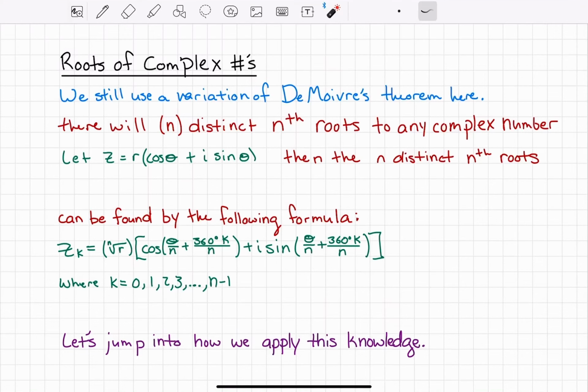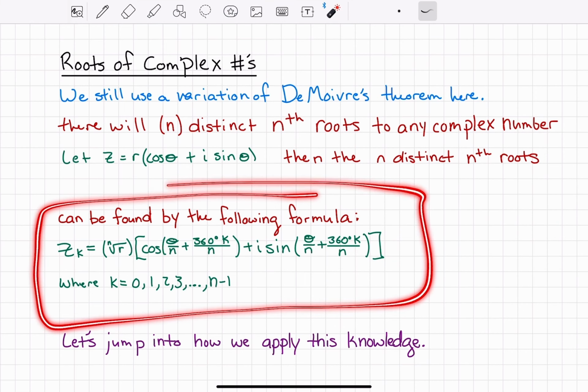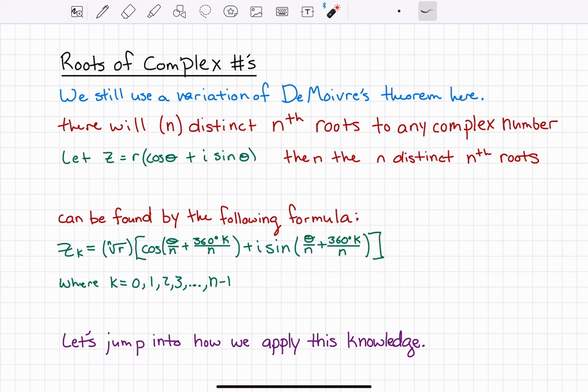In this video, we are going to be looking for the roots of complex numbers, and in order to do that, we are going to use de Moivre's theorem. Now, this is going to be somewhat of a different variation of de Moivre's theorem when compared to finding the powers of complex numbers. But one thing that is still the same is that de Moivre's theorem still requires us to have a complex number in polar form.